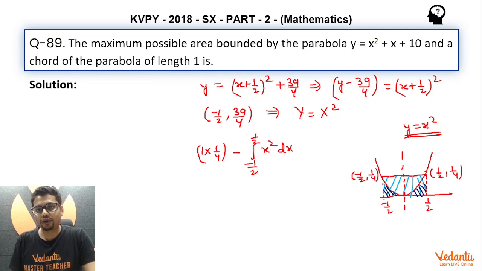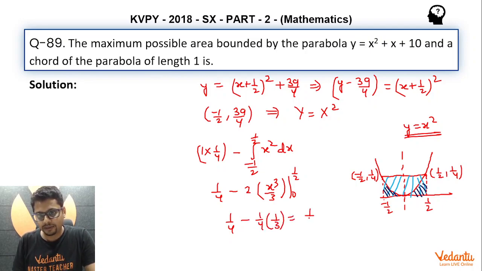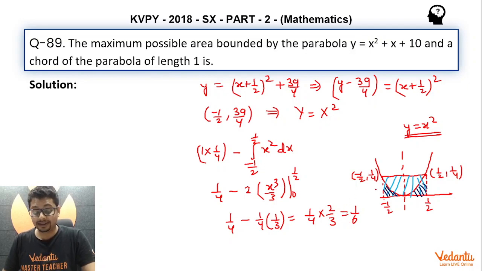And we have already justified why we are considering y equal to x square using shifting of origin. So here this turns out to be 1 by 4 minus 2 times x cube by 3, limit 0 to half, using property of definite integration. So here it essentially turns out to be 1 by 4 minus 1 by 4 times 1 by 3, or 1 by 4 times 1 minus 1 by 3, which is 2 by 3, or 1 by 6. So 1 by 6 is our answer.